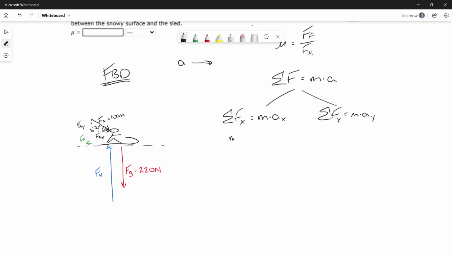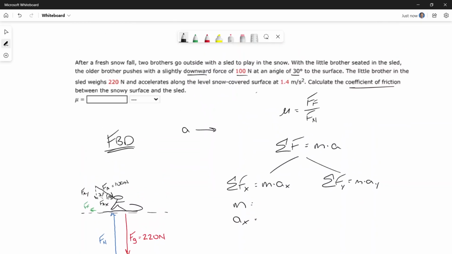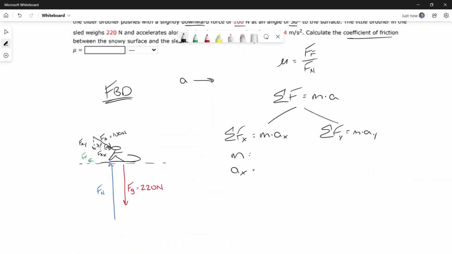So now we have two parts of a problem, and we'll look at the variables in play at each one. You have the mass, you have the acceleration in the x, which in this problem we know the acceleration is positive 1.4 meters per second squared. That's the acceleration along the surface. And let's look at the forces along the surface. We have the applied force in the x, and you're going to have friction, the force of friction here. All right, so those are the x forces that are causing the acceleration.